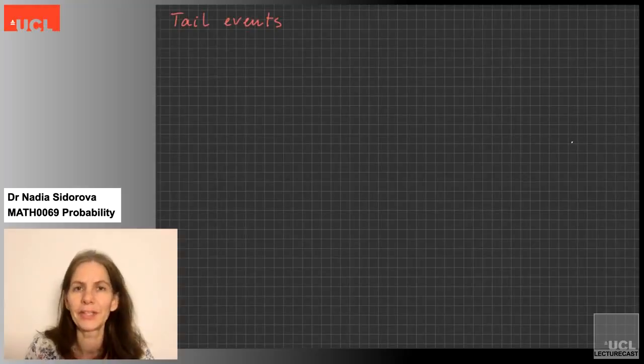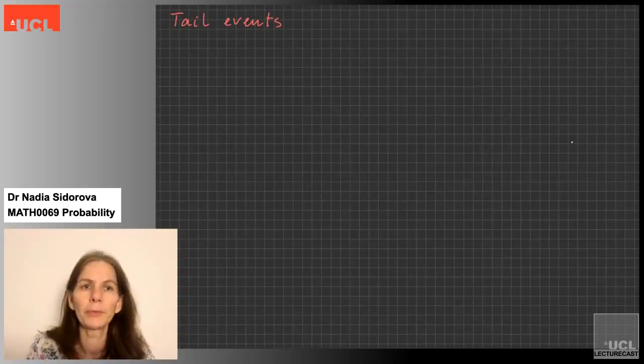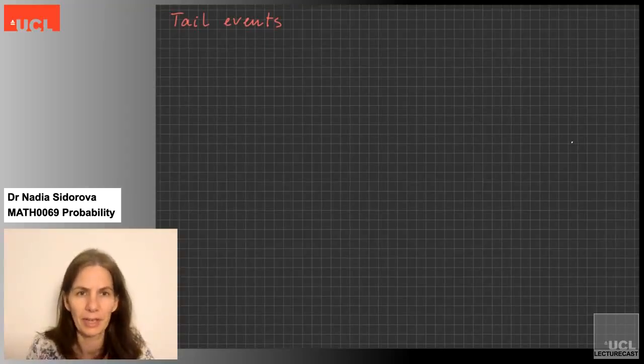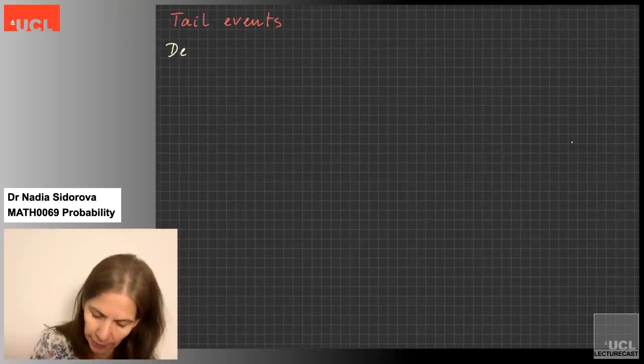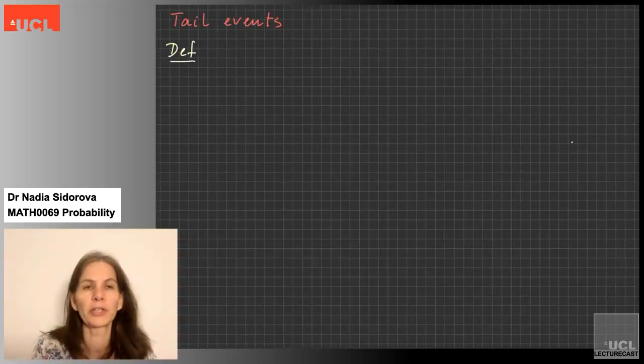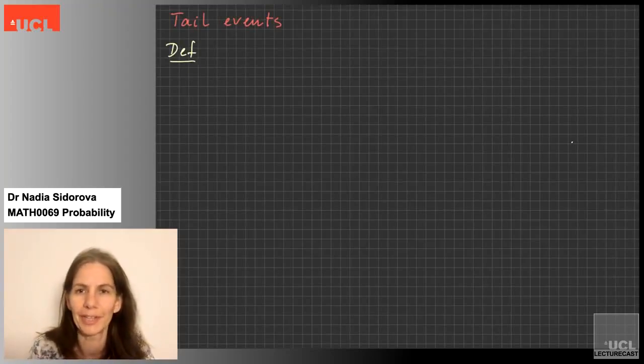Hi, in this video we are going to discuss tail events. You may remember when we were talking about Borel-Cantelli, I mentioned that there are some events which can only happen with probability 0 or 1. So we are about to meet those events now. I will start with a definition which is not quite straightforward, so bear with me. I will write it down and then I'll try to explain everything.